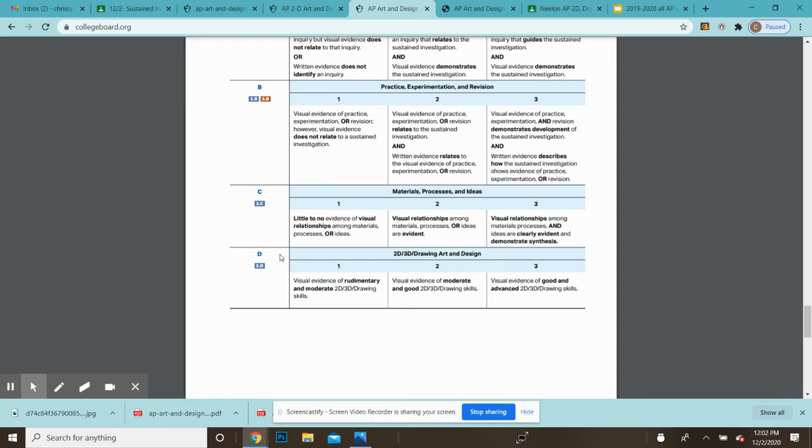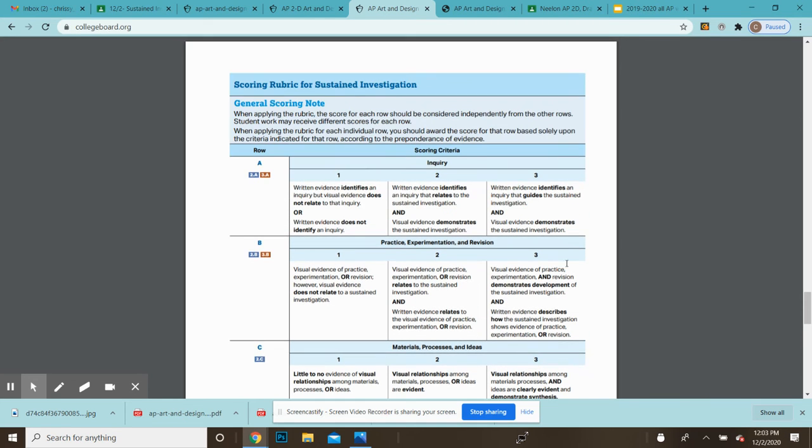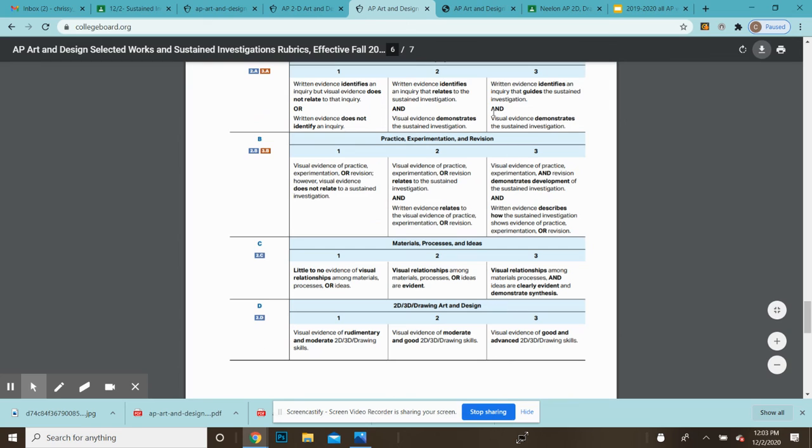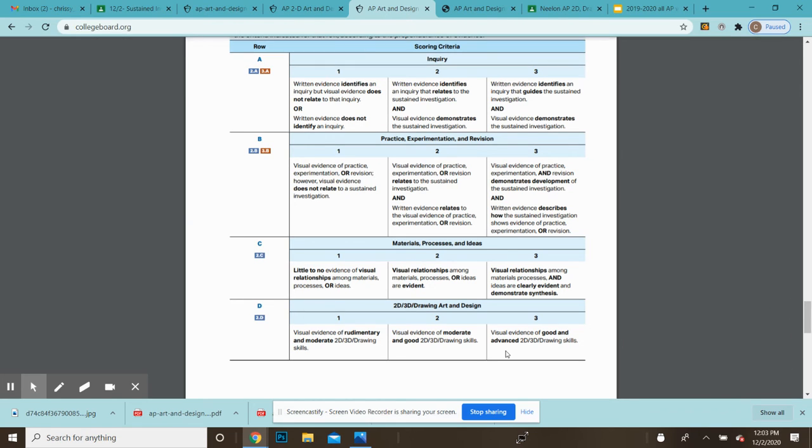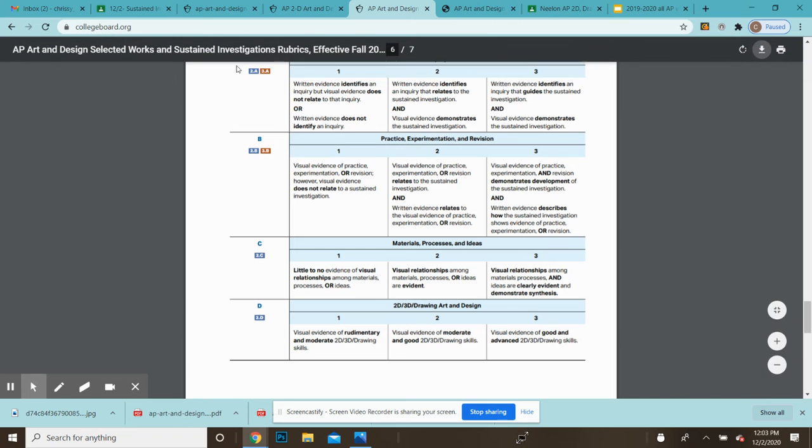and then down here, 2D, 3D, drawing, art, and design: visual evidence of good and advanced skills. So look at all of these things. That is not even very important on their list. It's even listed as the last thing. So good evidence of skills is not the most important thing. So you have to make sure to get this writing correct.